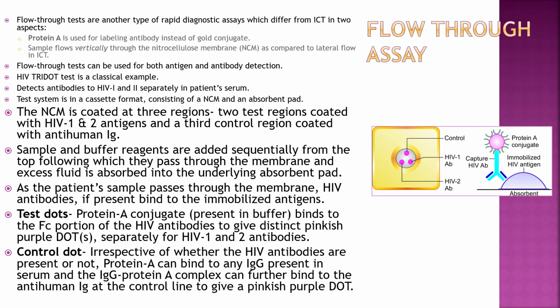The second method in ICT is the flow through assay. Protein A is used for labeling antibody. In lateral flow, it is gold conjugate. The sample flows vertically through the nitrocellulose membrane, and an example can be antibodies to HIV.